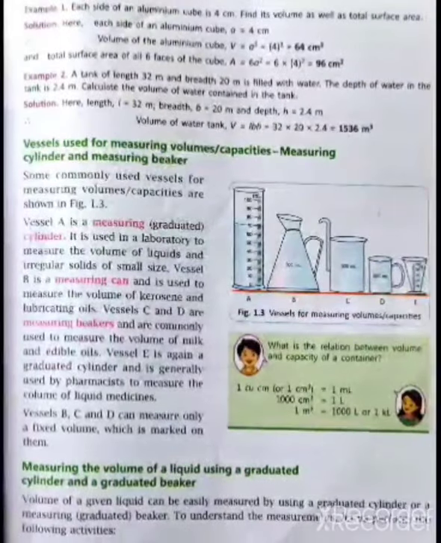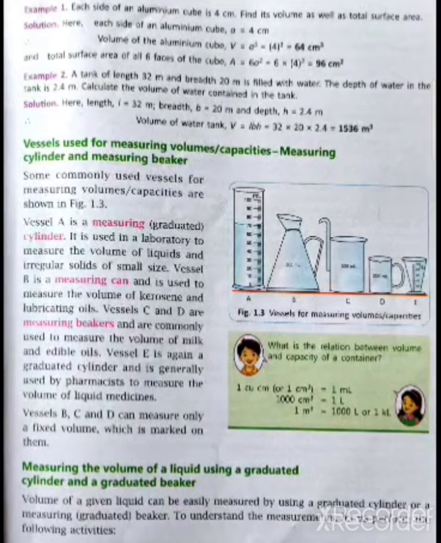Now there are some vessels used for measuring volumes and capacities. Measuring cylinders and measuring beakers are basically used for measuring the capacity of any liquid. In the laboratory we use cylinder shaped or conical shaped measuring vessels. Measuring beakers are commonly used to measure the volume of milk and edible oil.